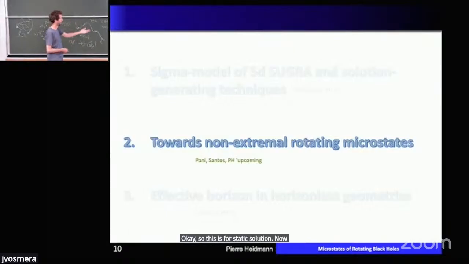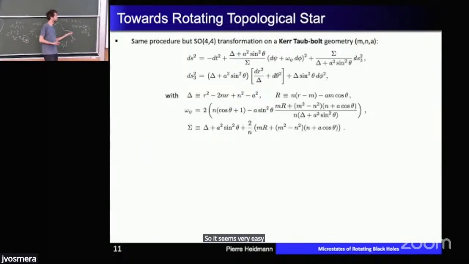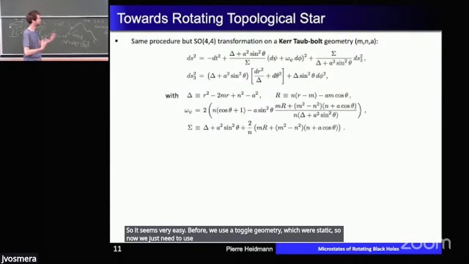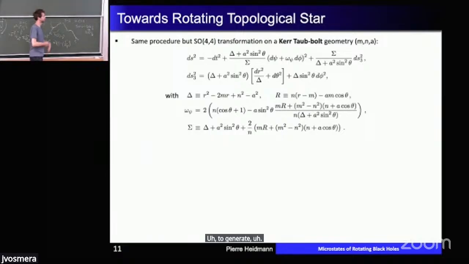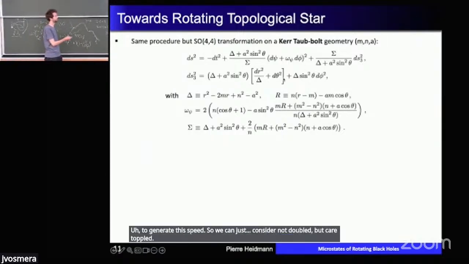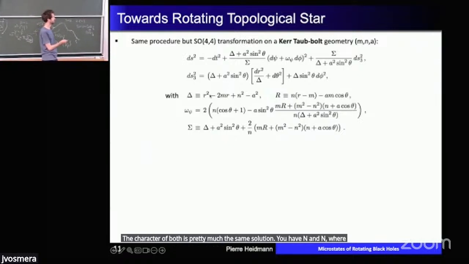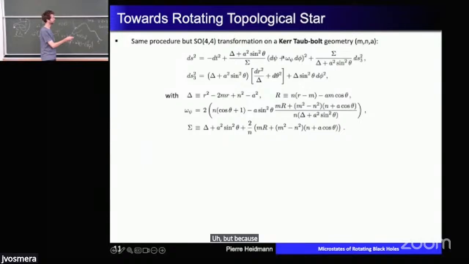Now, how can we use this technique to build rotating solutions? It seems very easy. Before, we used a top bolt geometry, which was static. So now we just need to use a geometry which allows spin and use transformations to generate this spin. So we can just consider not top bolt, but Kerr top bolt. The Kerr top bolt is pretty much the same solution. You have m and n, where n is the net charge and m is the mass. But you have a parameter a, which was the spin of Kerr. But because you rotate in the extra dimension, it's not a spin anymore, it's a magnetic dipole.